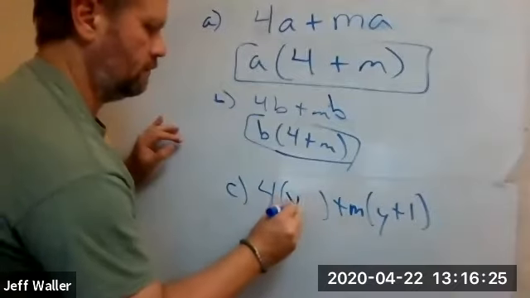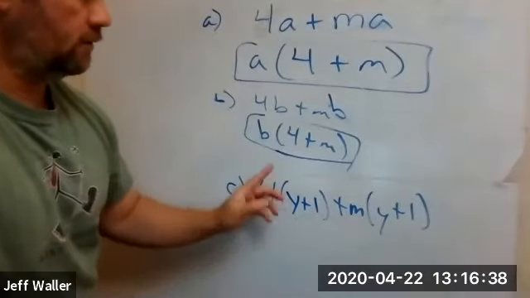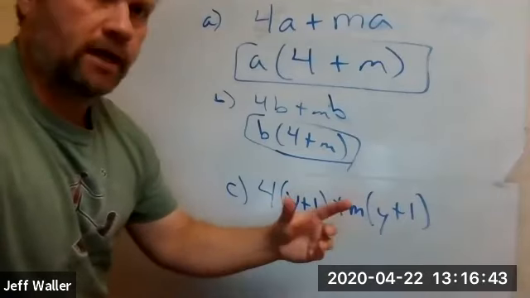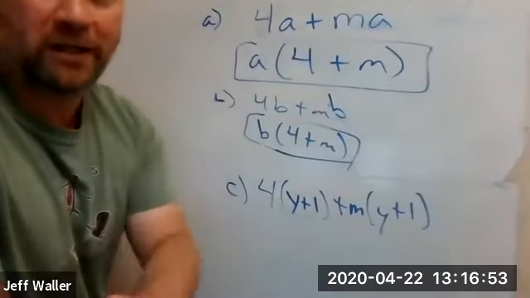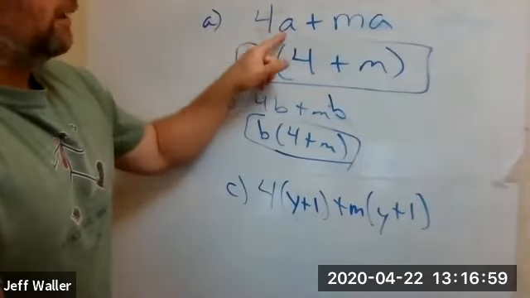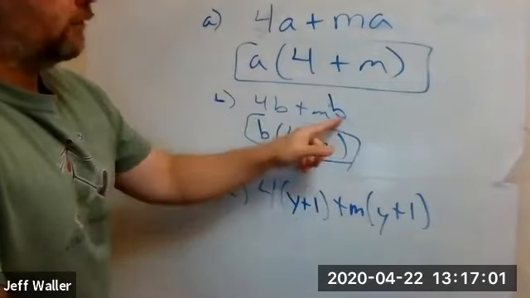Hold on. Y plus 1. So do you see how this is now 4 times Y plus 1 plus M times Y plus 1? Only unmute when you're ready to say something. So hold on. Let me try this again. So here they both had an A, so an A came out. Here they both have a B, so B can come out.